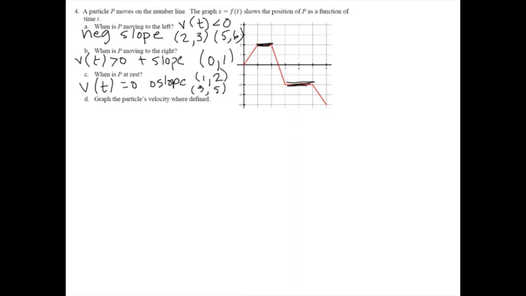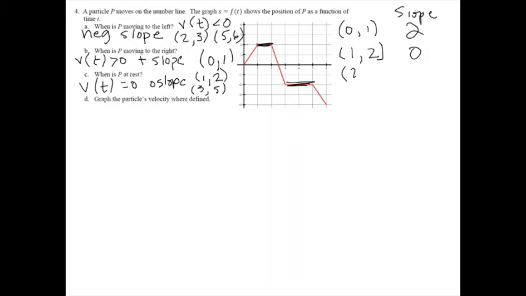Now it says graph the velocity. This is a whole different situation. But it's really not that hard if we break it up into intervals. If we look at it from 0 to 1, what is our slope? Well, let's look. Up 2 over 1, using rise over run. When we look at 1 to 2, our slope is 0.